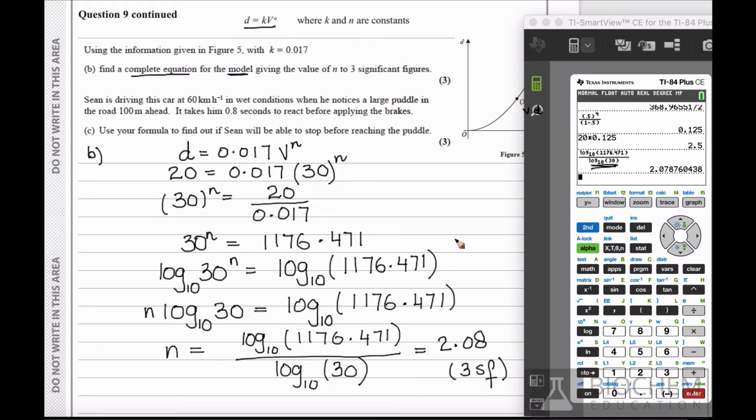With this n value and the k value of 0.017, we can write down a complete equation for this model. So writing down the final answer, we can say D equals k value, which is 0.017 times v to the power of n, n being 2.08. And this is your final answer for question 9 part B.